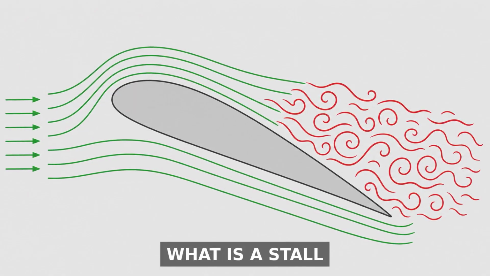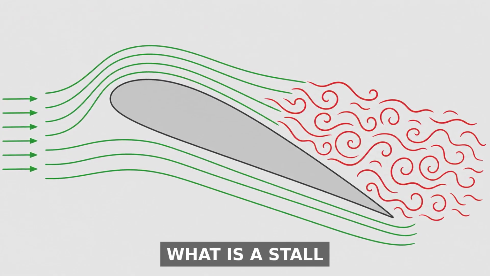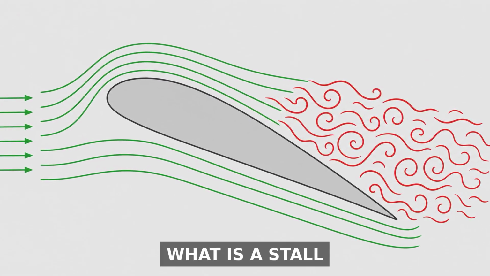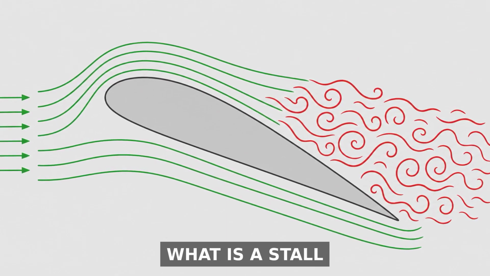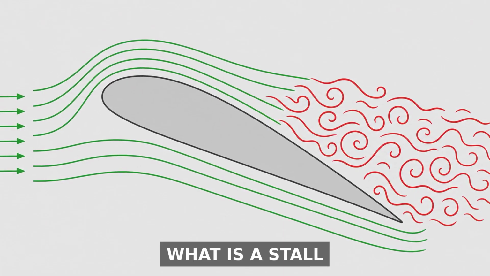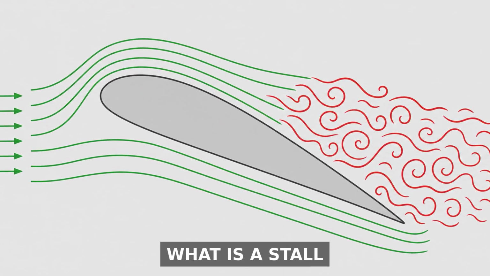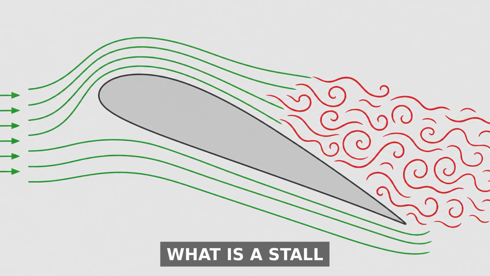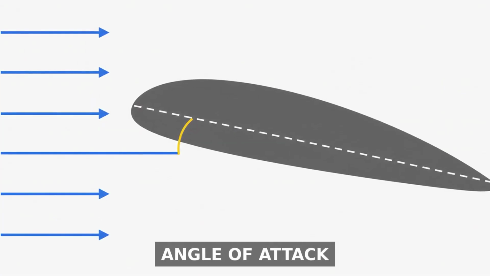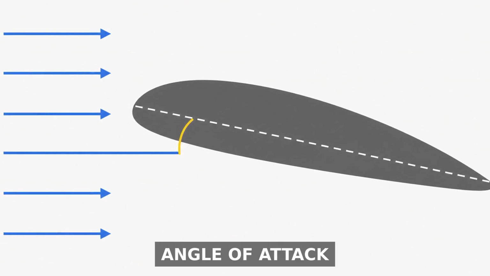A stall is not about speed. A stall happens when the wing exceeds its critical angle of attack, the angle between the wing's chord line and the oncoming airflow. Past that angle, the smooth airflow on top of the wing separates, becoming turbulent, and lift collapses almost instantly. Angle of attack is the single most important angle in aviation.